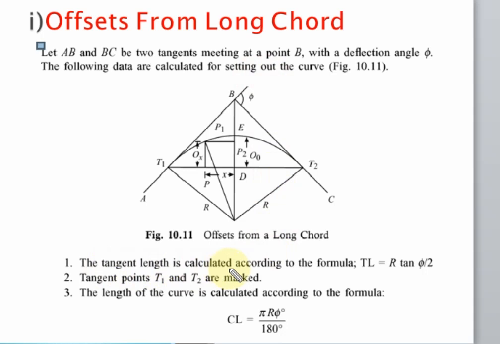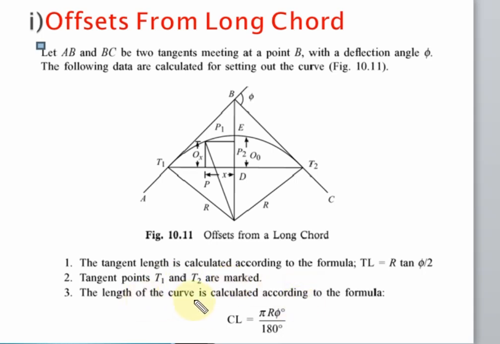The tangent length is calculated according to the formula. As we know, tangent length TL is R tan phi by 2. So, this is T1, T2, this is L. The tangent points T1 and T2 are marked.